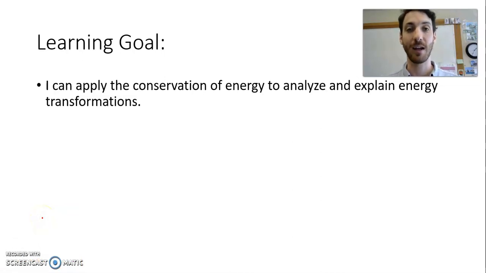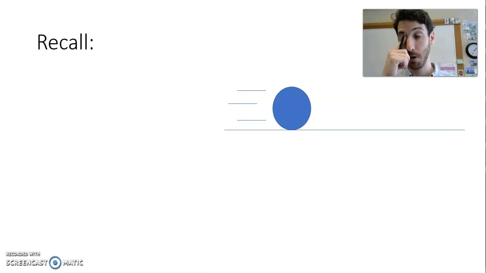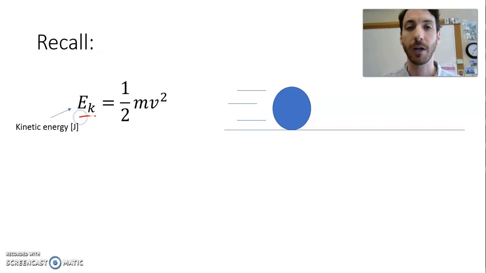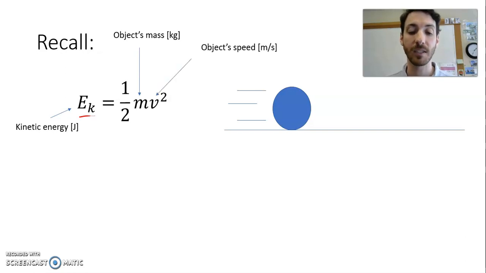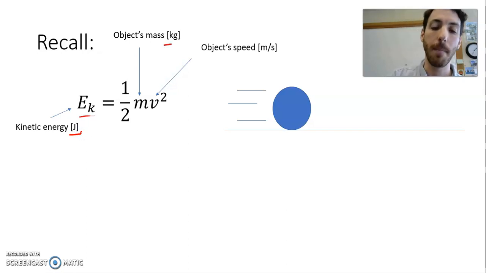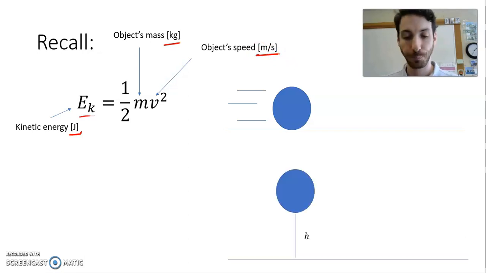Hello, welcome. We are going to try to apply the conservation of energy to analyze and explain energy transformations today. So recall, for any object that's moving, we say that it has kinetic energy. And the formula for kinetic energy is equal to 1/2 times the object's mass times its speed squared. So energy is measured in joules. Mass, our standard units are kilograms, and speed meters per second.